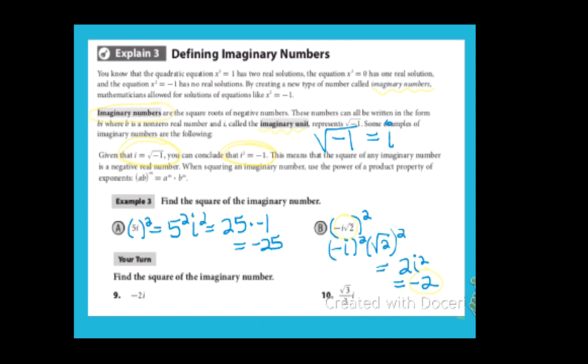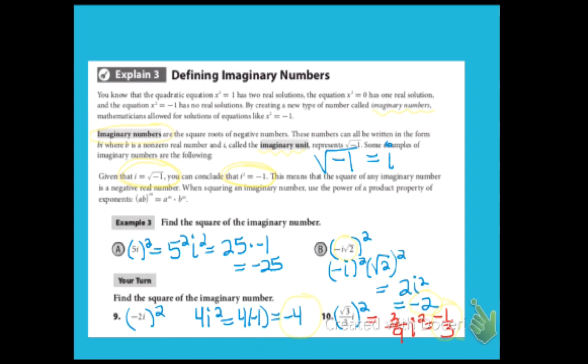So go ahead and pause the video, and I want you to try squaring number 9 and number 10, and tune back in to check your answers. Pause the video now. Okay, so thanks for giving those a try. The answers to those two problems were negative 4 for number 9, and number 10 is negative 1/3.